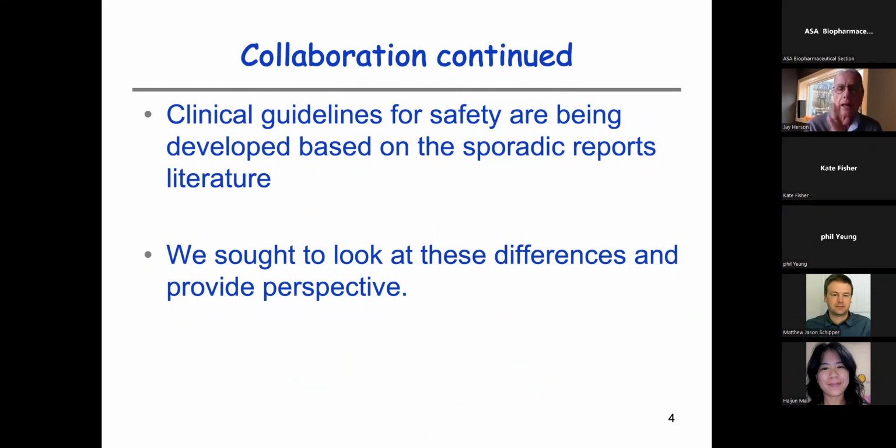The clinical guidelines for safety are being developed based on sporadic reports literature, because the sporadic reports literature are current and the RCTs were some time ago. And we sought to look at these differences and provide a perspective. And Michael is going to talk about possible problems about data from sporadic reports getting into guidelines.